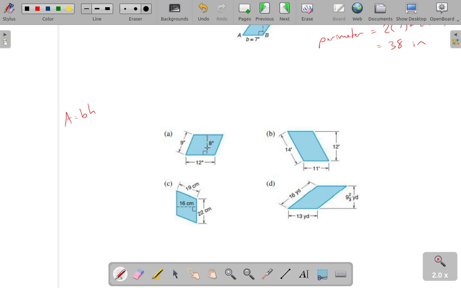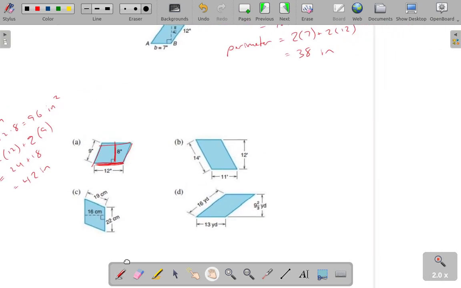times height. It looks like 8 inches is the height, which would make this 12 inches my base. So I'd go 12 times 8, which is 96. And these are in inches, so this would be in square inches, 96 square inches. For my perimeter, I would take my side length plus my side length, and side length. Combining those together, I get 2 times 12 plus 2 times 9, which gives me 24 plus 18, which gives me, what is that, 42 inches.